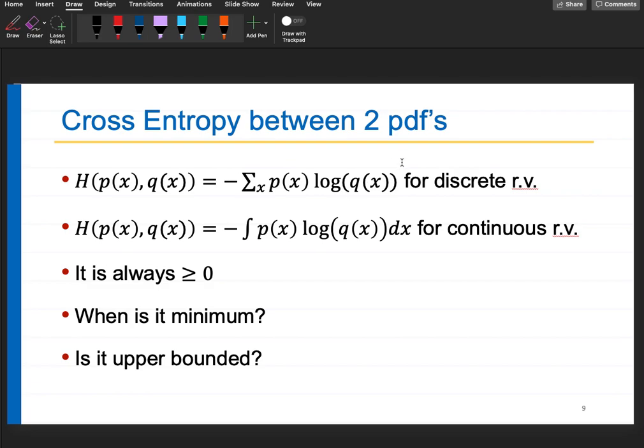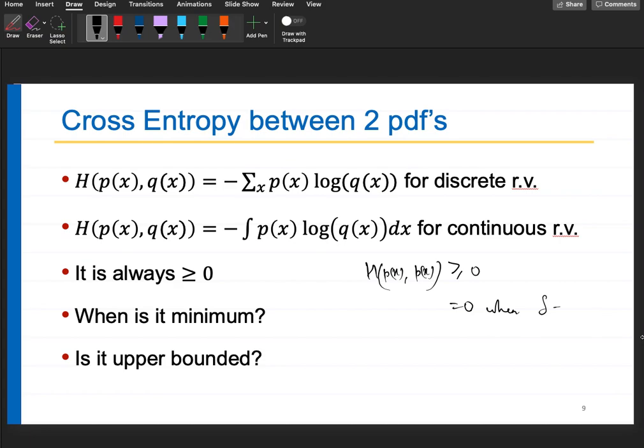Good answer. Now you are thinking. So basically, you know h of p of x comma p of x is always greater than or equal to 0, and this is equal to 0 when it is a delta function. When both are 1 for the same value of x, then the entropy is 0, right? So yes, it is always greater than or equal to 0. You can prove it using Jensen's inequality the same way. And when is it minimum? It is minimum when p of x is equal to q of x is equal to a delta function, right?